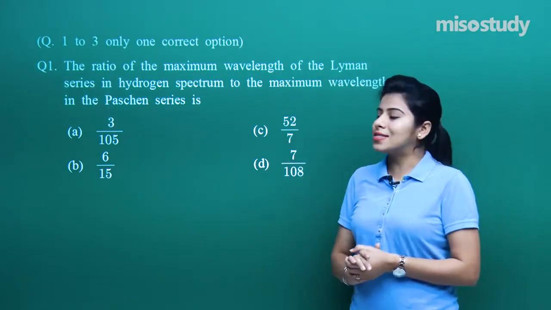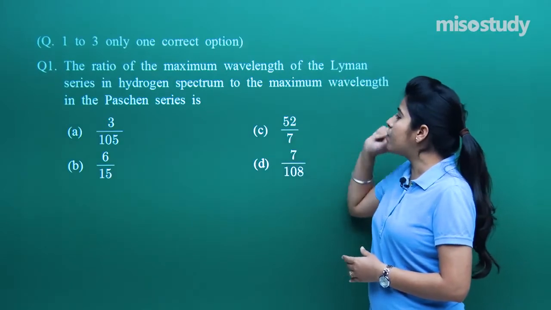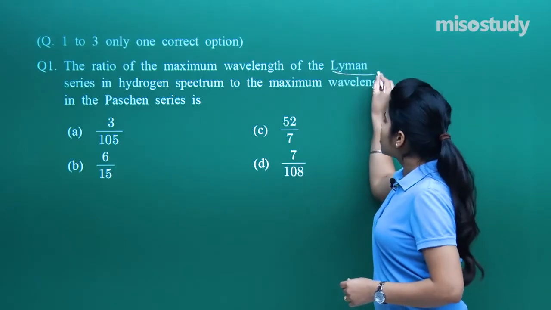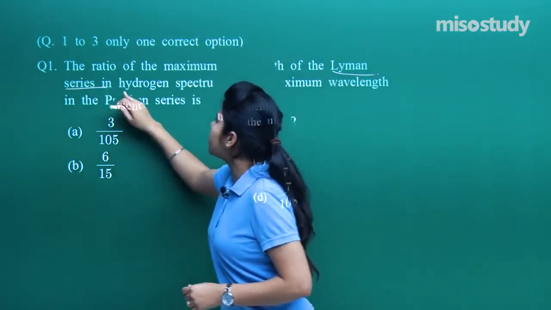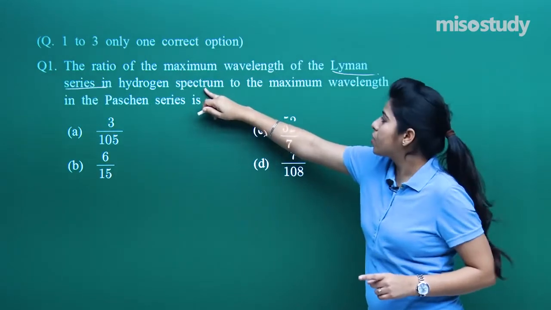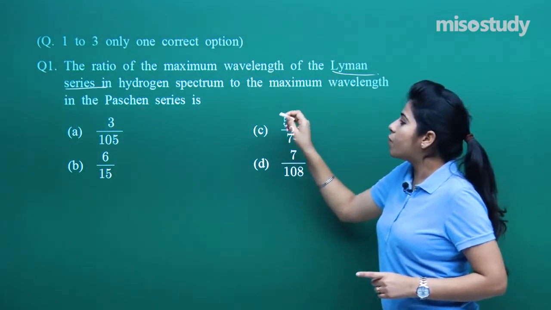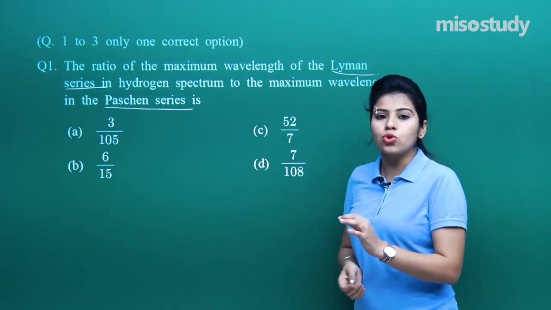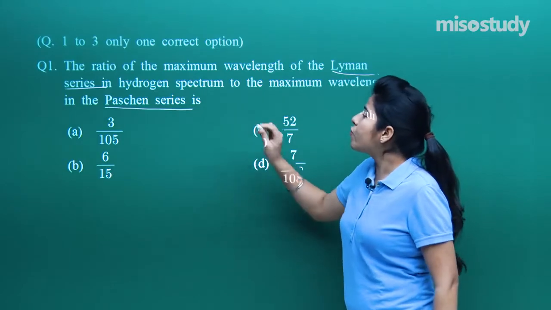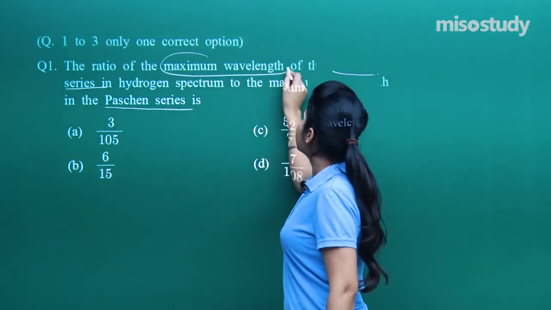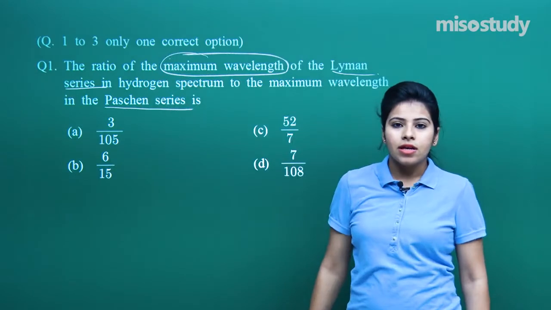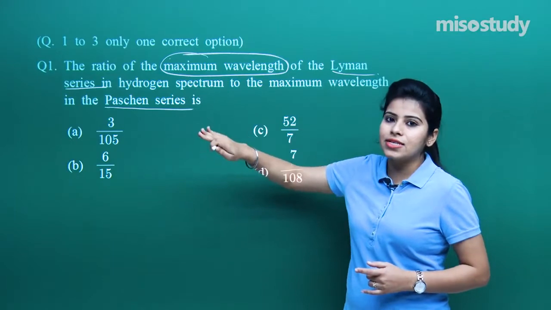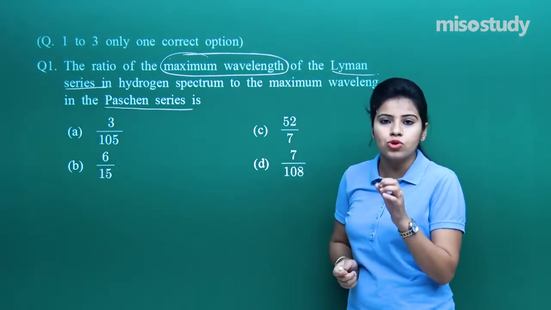So the first question says the ratio of the maximum wavelength of the Lyman series. So let me just show you. This is talking about the Lyman series in the hydrogen spectrum to the maximum wavelength of the Paschen series. Now you have to notice one thing, that we have to find the ratio of the maximum wavelength, isn't it? Now if you are forgetting what we mean by Lyman series and Paschen series, let me introduce you once again.